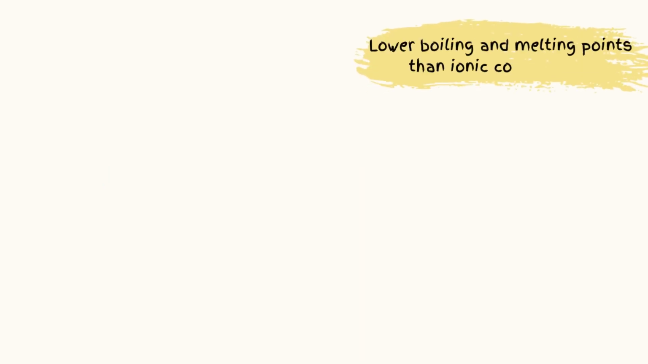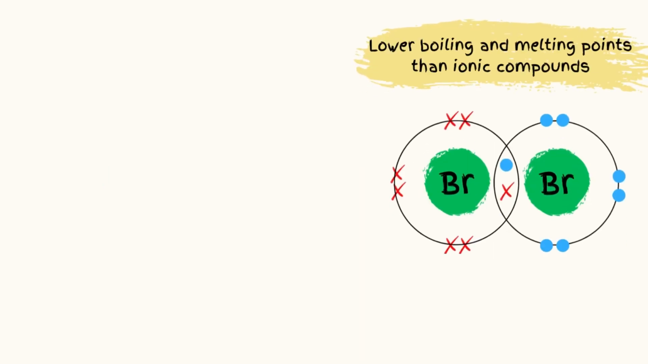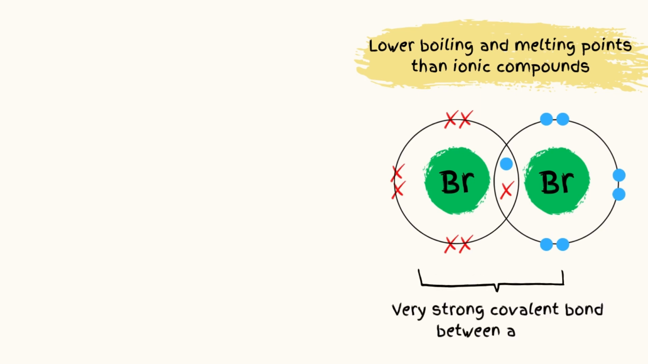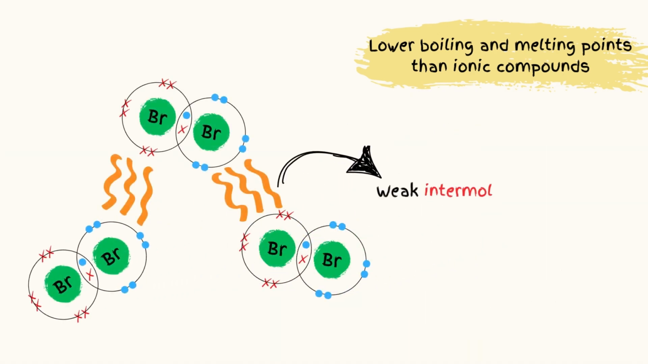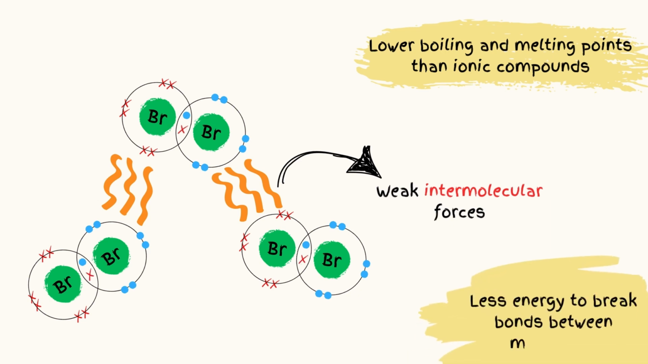Covalent compounds have lower melting and boiling points than ionic compounds. But why is this? Well, despite covalent bonds between atoms being very strong, the intermolecular forces between molecules are relatively weak, which means less energy is required to break the bonds between molecules, reducing its boiling and melting temperature.